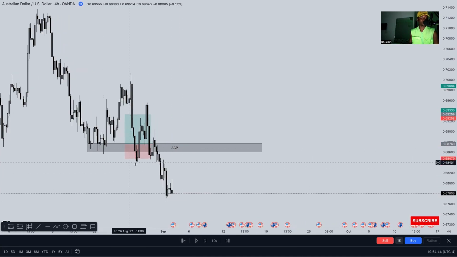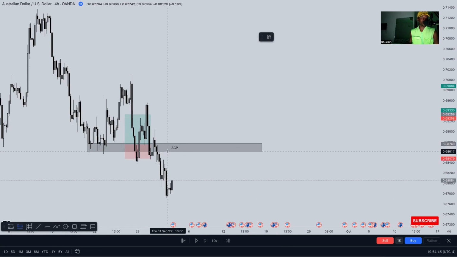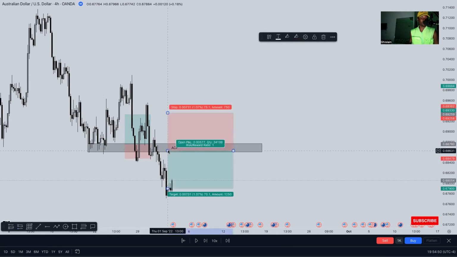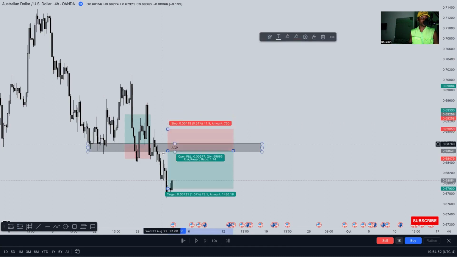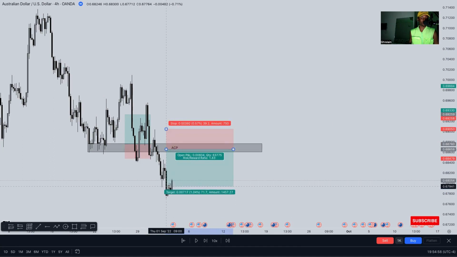Okay, now price has pushed away from this area nicely. Now I would like to get involved here because I still see a nice area to put my stop loss, which is on top of this wick here, and I'll just enter a little bit deeper on this zone. So my stop, target 1 to 2.